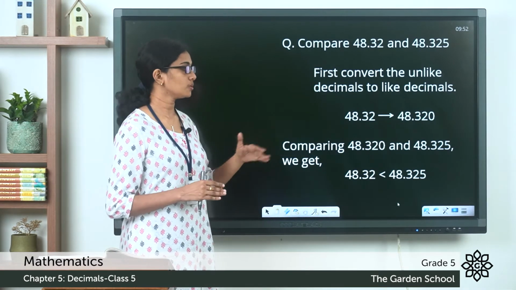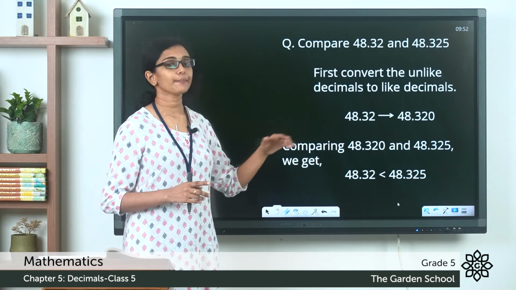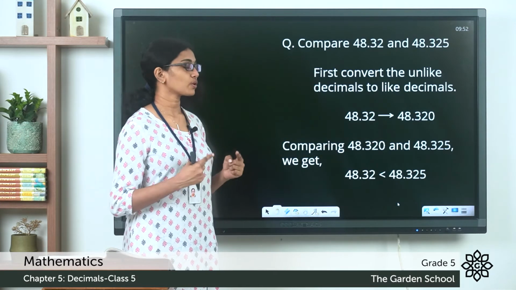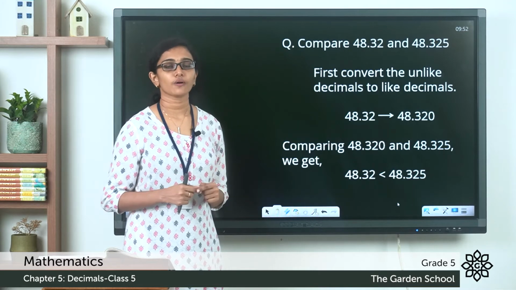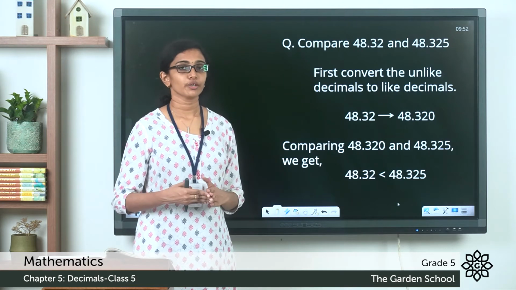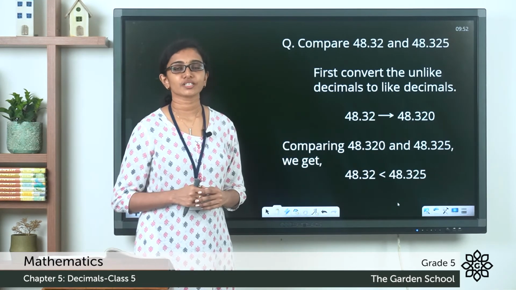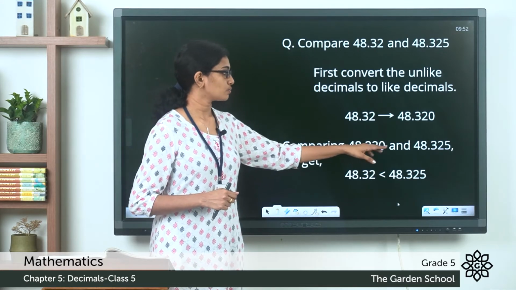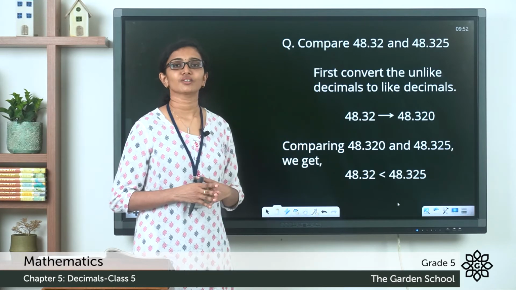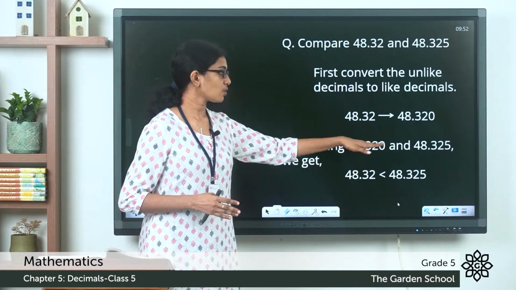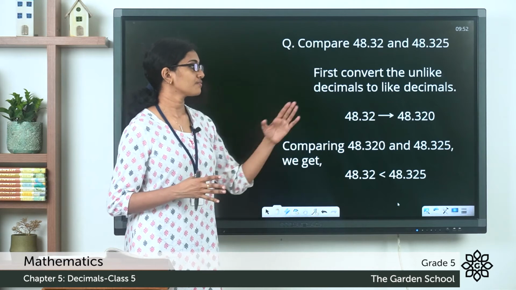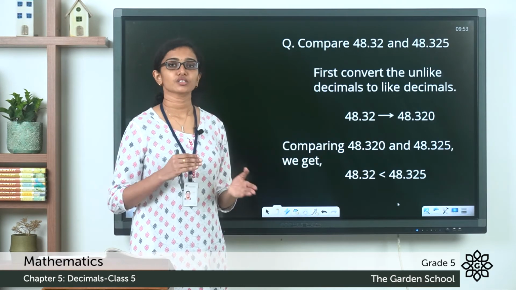Now let's compare the whole parts. The whole part is the same in both the given numbers. It is 48 in both the cases. So what do we do? We proceed to the first digit to the right of the decimal point. That is 3 in both the cases. We proceed to the second digit after the decimal point. That is 2, which is also the same in both the numbers. So we proceed to the third digit to the right of the decimal point. That is 0 in the first number, whereas it is 5 in the second number. Which is greater? 5 is greater and 0 is smaller.